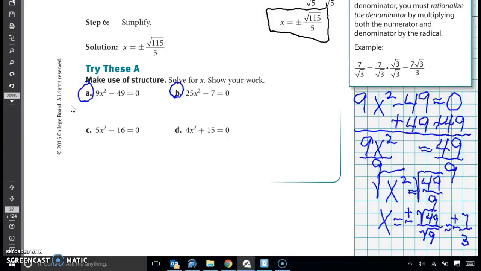Don't got a pencil. Can we do it on there? Oh, yeah, it's right up there. Let's do it on the whiteboard.